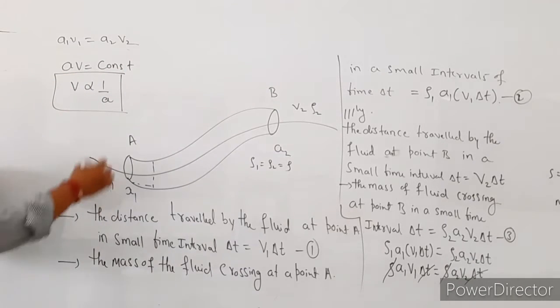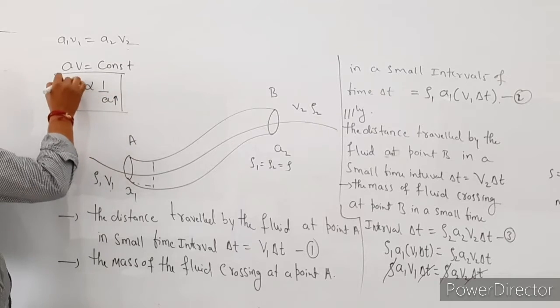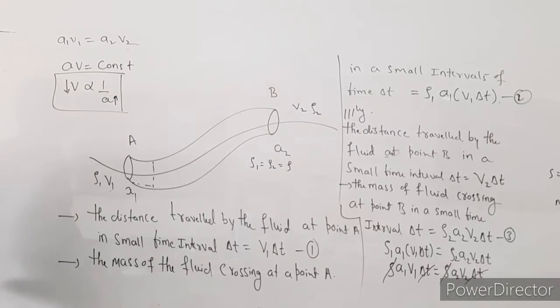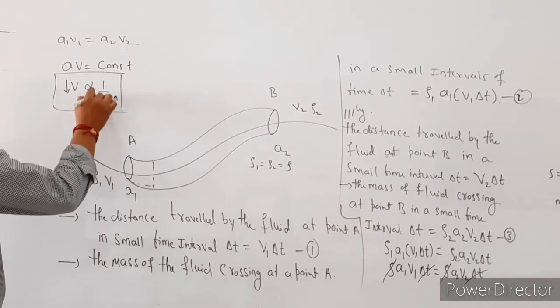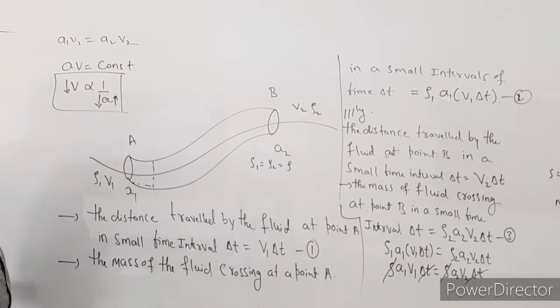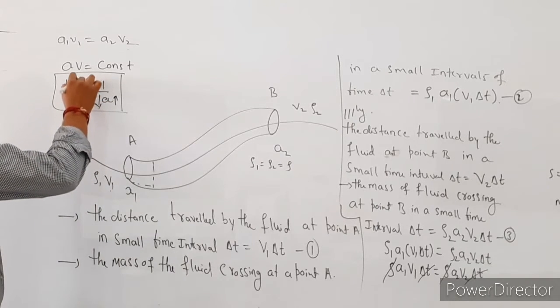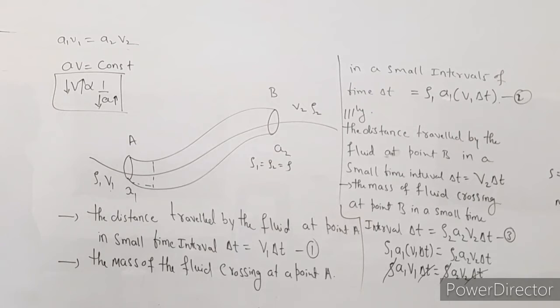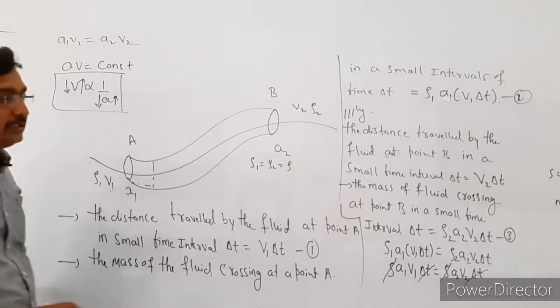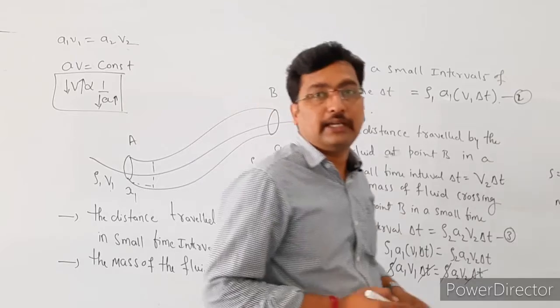See here, if the area of the tube is more, the velocity of the fluid at that point is less. If the area of the tube is very small, then the speed of the fluid exiting at point B is more, right? So here velocity is inversely proportional to area. If the area is small, the velocity is large. If the area is large, then the velocity is small. So this is the equation of continuity.